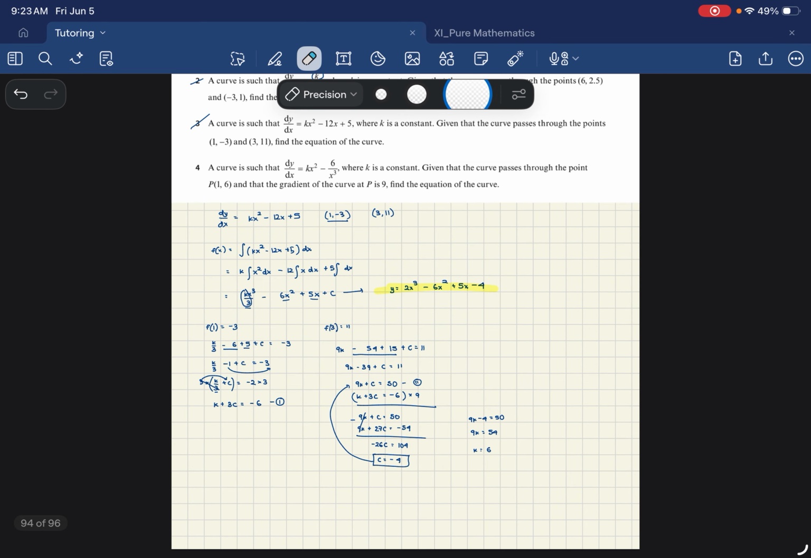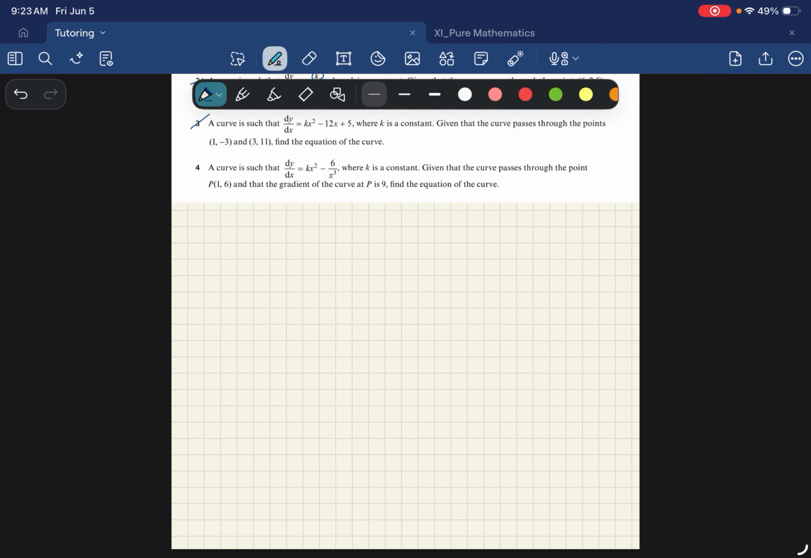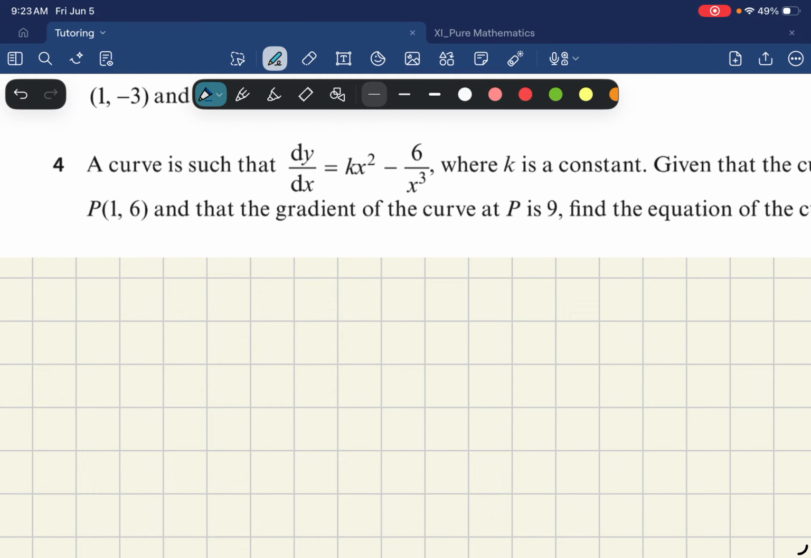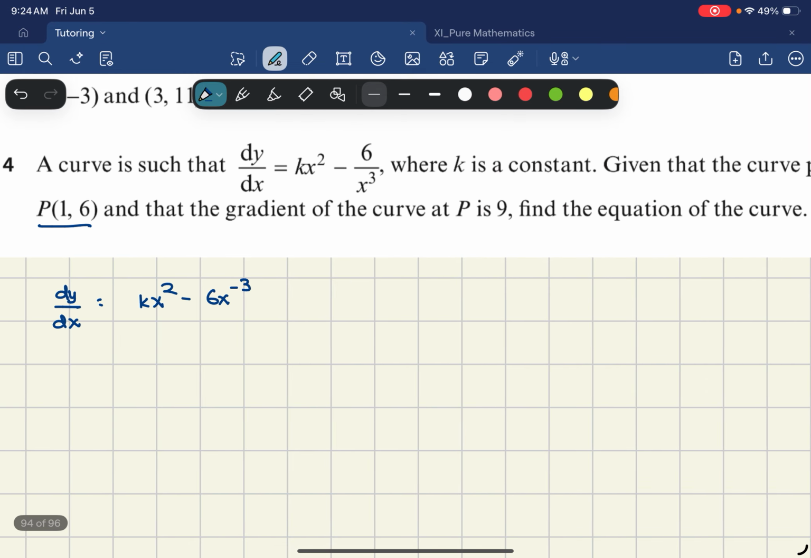Question 4 is a bit different, but we're going to solve it probably in the same way. A curve is given, and k is a constant. So let's just write it down. dy by dx is equal to kx squared minus 6, and instead of writing it like this, I'm going to write it as 6x to the power negative 3. And k is a constant. Given that the curve passes through the point 1, 6, and that the gradient of the curve at P is 9.